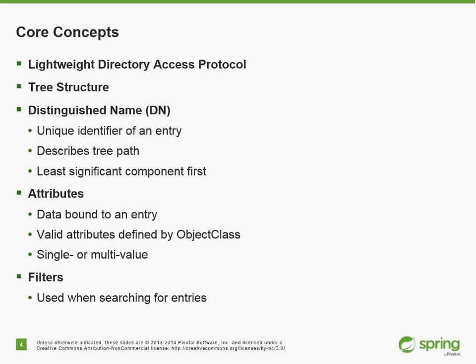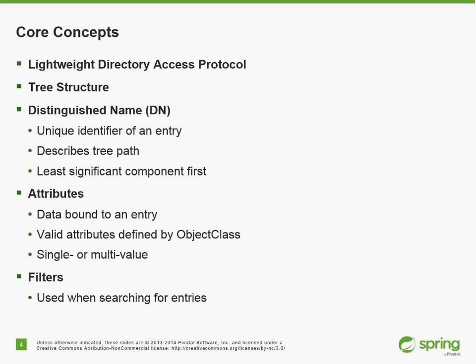So obviously, when it's a tree structure, the obvious way of finding an entry would be to traverse the tree down to the node that you find. So the unique identifier of an entry in the LDAP tree is defined by the tree path, and that's called the distinguished name. And that's something that you'll hear a lot throughout this talk. An interesting characteristic of the distinguished name is that the least significant component is first. So when traversing the tree, you actually read it backwards, so from right to left.